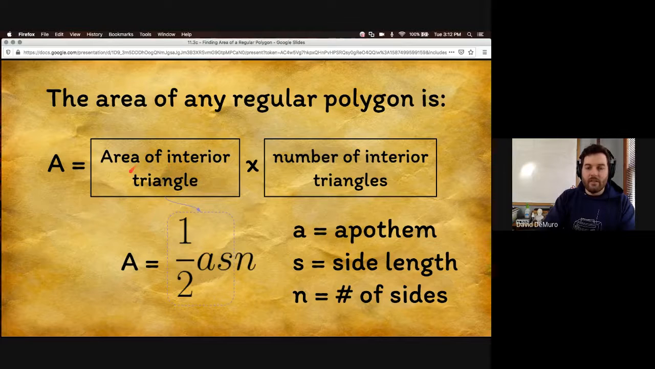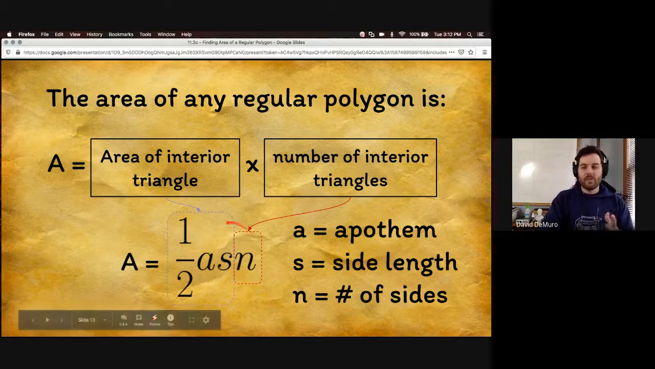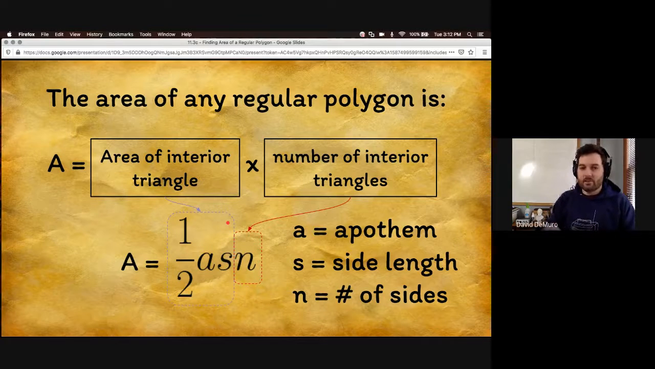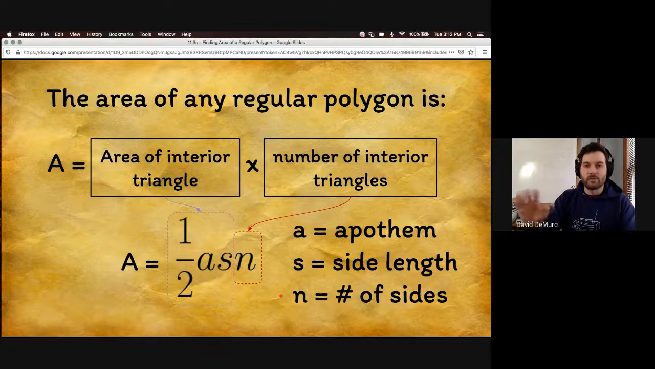So the area of the interior triangle is this part here, the 1/2 apothem times side length. And then the N is the number of interior triangles. So we're just taking that idea and sort of converting it or condensing it down into one formula that works for any regular polygon.